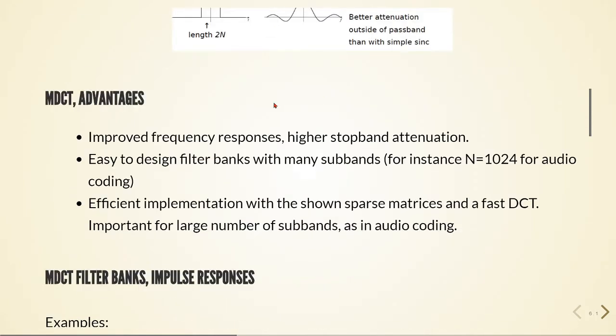There are many advantages to using the MDCT. We have improved frequency response, so higher stop band attenuation. We have easy to design filter banks with many subbands, for instance using N equals 1024 for audio coding applications. We have efficient implementation using sparse matrices and a fast DCT, and it's very important when we use a large number of subbands as we do in audio coding.